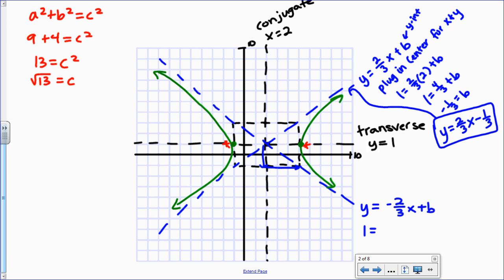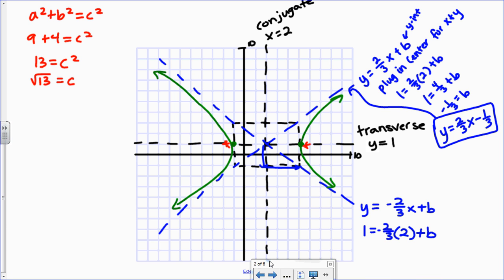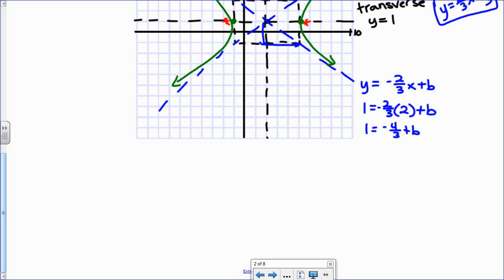So 1 equals negative 2/3 times 2 plus b. That's negative 4/3 plus b. So it should be 7/3. So that equation is y equals negative 2/3 x plus 7/3.